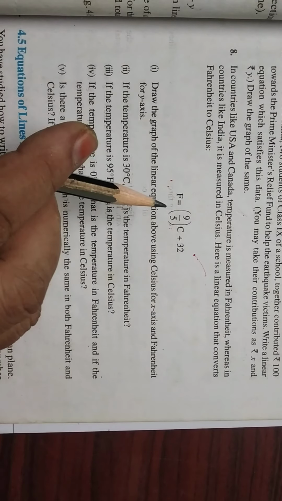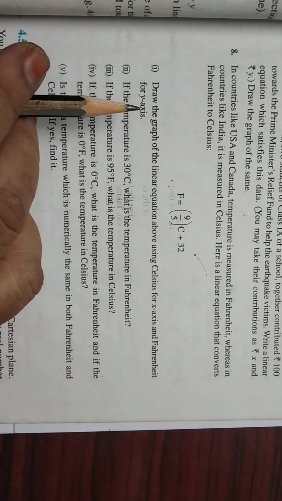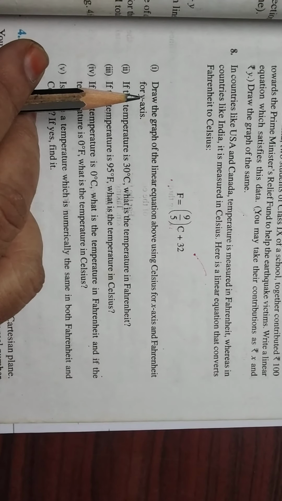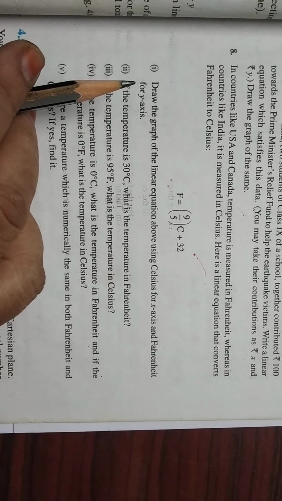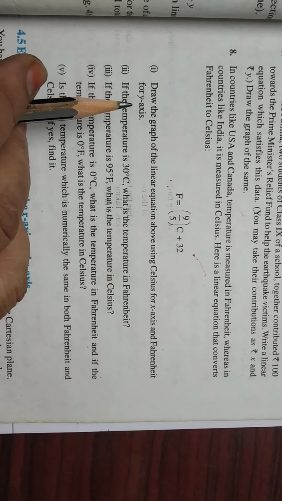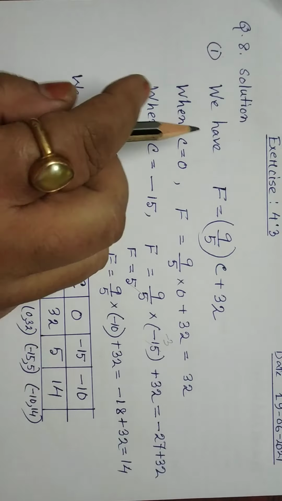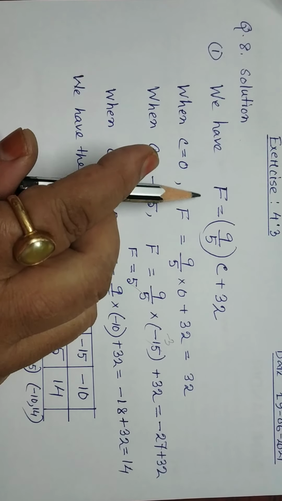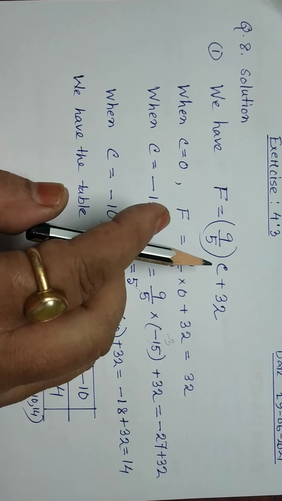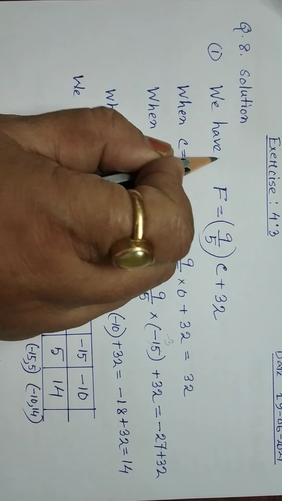For the first, the equation is already given. First we have to draw the graph. To draw the graph, we have to find a minimum of 2 solutions, or 3 solutions. After that, we draw the graph. We have F is equal to 9 by 5 into C plus 32, which is already given.